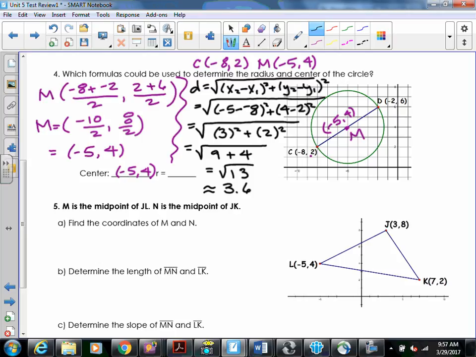So if we don't put the decimal, that's fine. Obviously, if it's a multiple choice question and they've got 3.6, then you need to do the 3.6. But if it's free response, just an open-ended question like this, if you put the square root of 13, that's fine. If you put 3.6, that's fine.